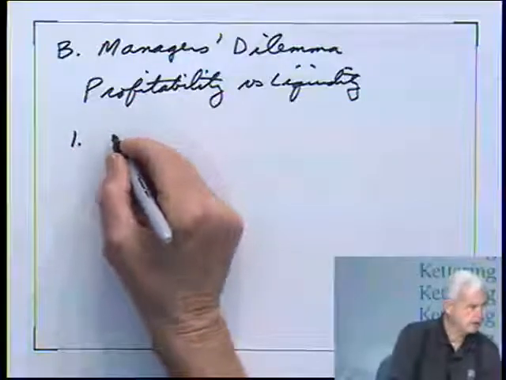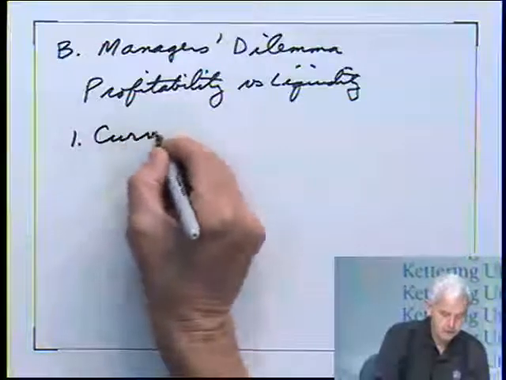And then the second step is what I call the manager's dilemma. That's where we need to have profitability. We've got to have that profitability, but the assets that are most profitable are the ones that are least liquid. So we have to maintain some minimal level of liquidity. And we have two measures of the amount of liquidity. The first measure of liquidity is called the current ratio.